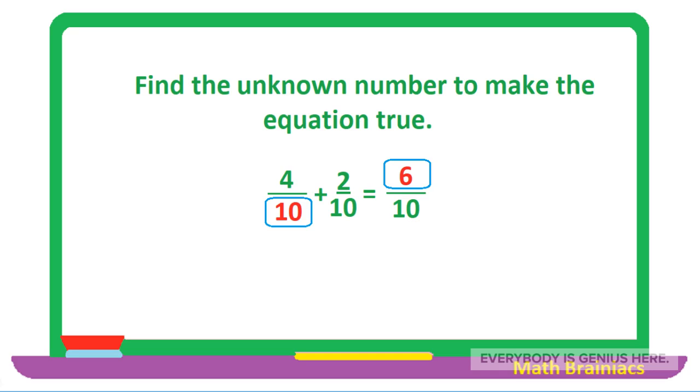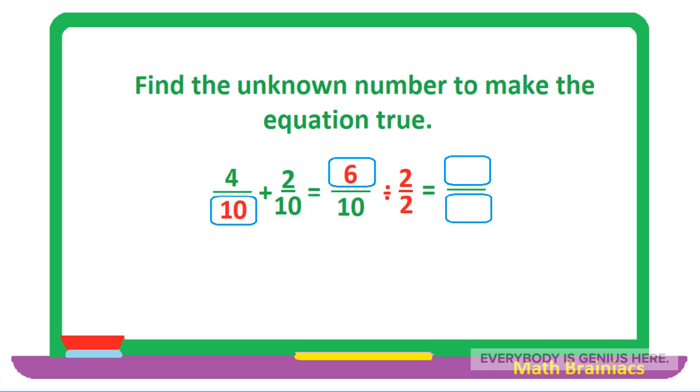But 6 and 10 have a common factor, so we can still convert these fractions into simplest form. The common factor of 6 and 10 is 2, so we are going to divide 6/10 by 2/2. 6 divided by 2 is 3, and 10 divided by 2 is 5. Accordingly, the simplest form of 6 over 10 is 3 over 5.